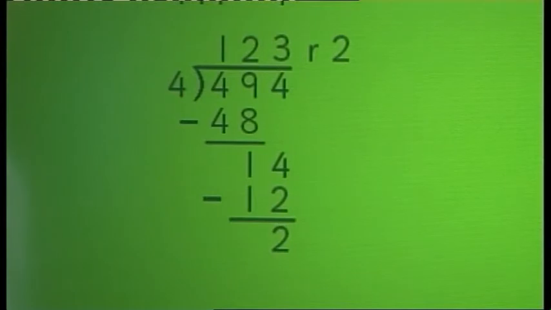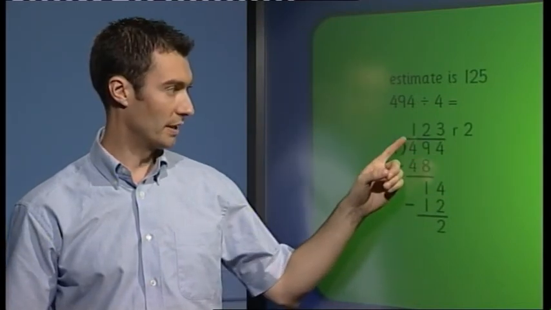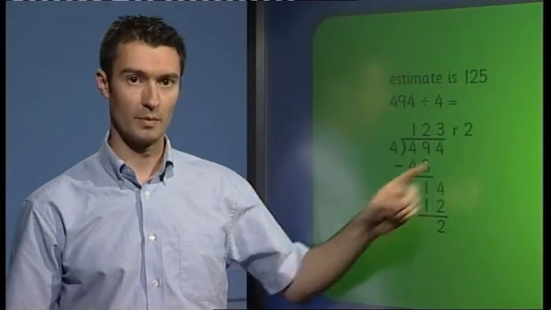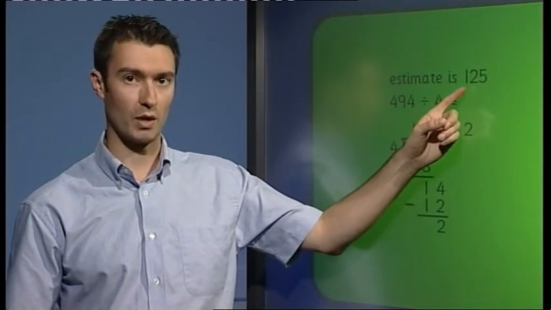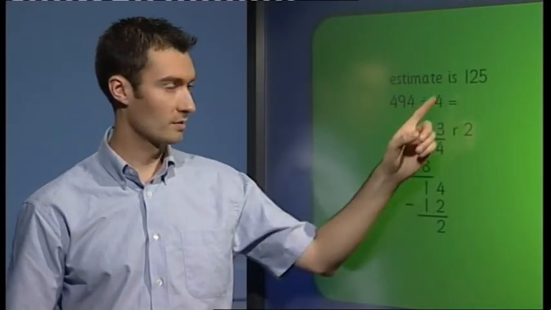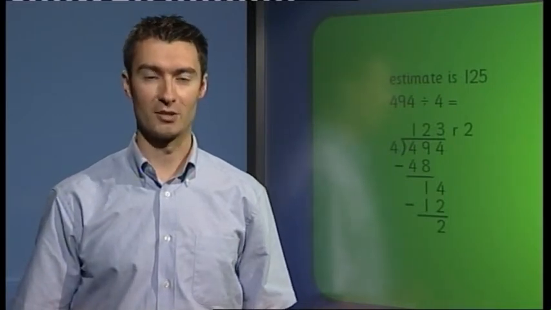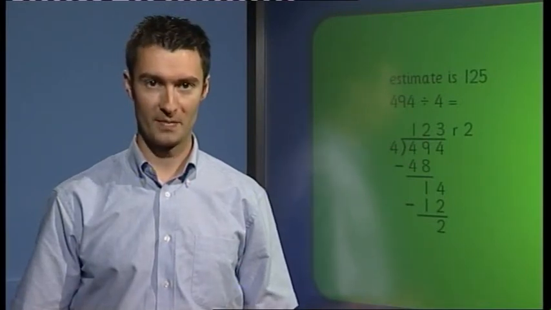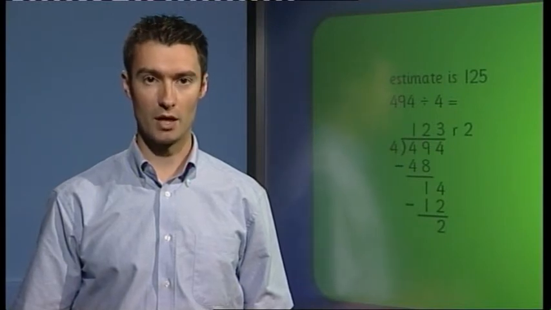So, there is a nice, neat, short division. 494 divided by 4 is 123, remainder 2. But is that the right answer? Well, we estimated about 125, so yes, I think it is. Now, there weren't any problems with that division as long as we knew that 12 4s are 48. But let me show you how you can use short division even when you don't know that.